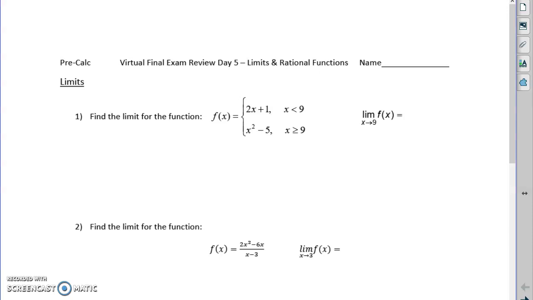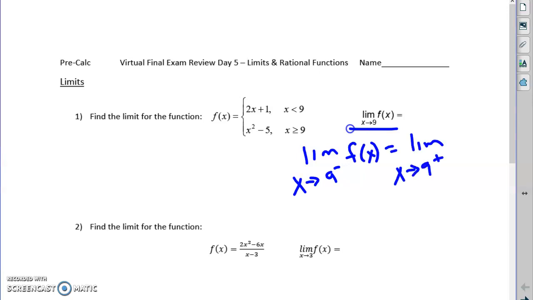We have a piecewise function, linear for x less than 9, to the left of 9, and quadratic for x greater than or equal to 9. If we're trying to find the limit as x approaches 9, the only way it can exist is if the left-hand limit and the right-hand limit equal each other. That's the terminology and that's the mechanics. We don't need to worry about what f of 9 is. It can be a point discontinuity, but the left and the right-hand limits have to be equal.